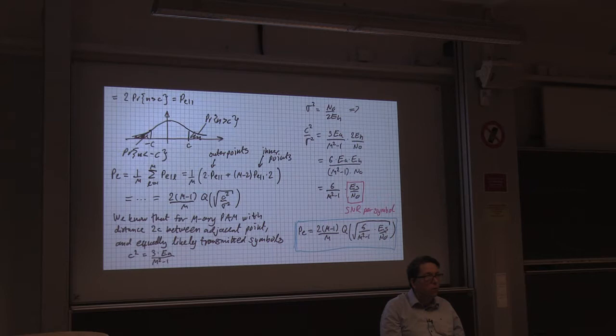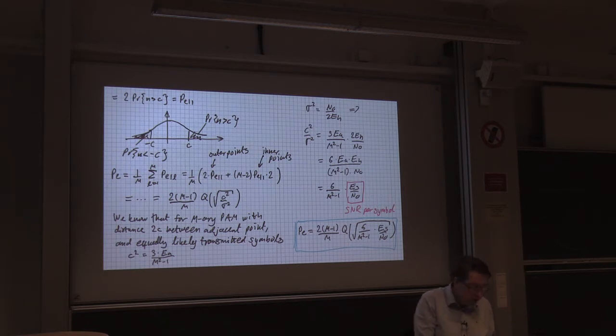Right. So, my friends, what we have done now is we've been able to calculate the symbol error probability for M-ary PAM over a white Gaussian noise channel. That's not bad for a Friday afternoon, actually. So, what can we learn from this equation except that there is a Q function?